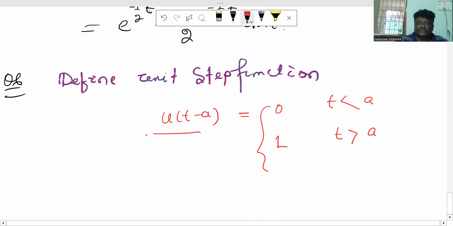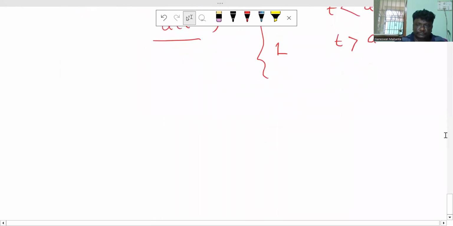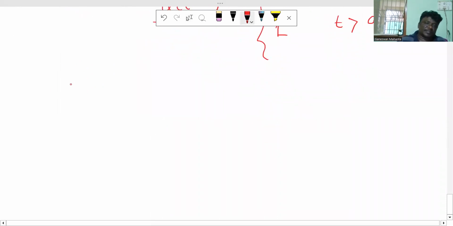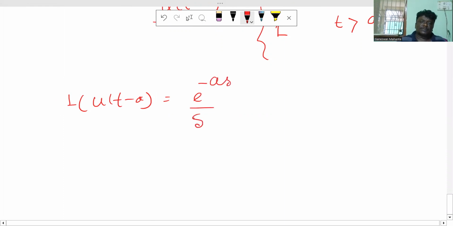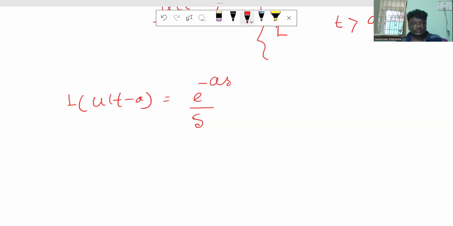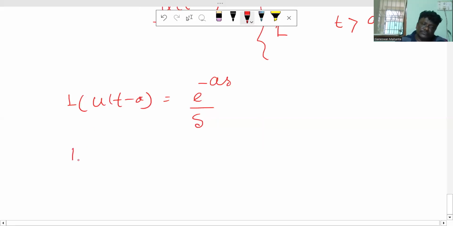So what is the Laplace of unit step function? तो यहाँ पे unit step function का Laplace करेंगे. Laplace of unit step function u(t minus a) is equal to e to the minus as by s. This is unit step function for Laplace. So Laplace example करेंगे तो u(t minus 2) suppose करेंगे. What is the Laplace? e to the minus 2s by s. That is the example of unit step function.